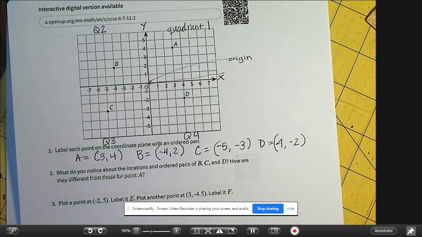Okay, so let's take a look. What do you notice about the locations and ordered pairs of B, C, and D? How are they different than those in point A?